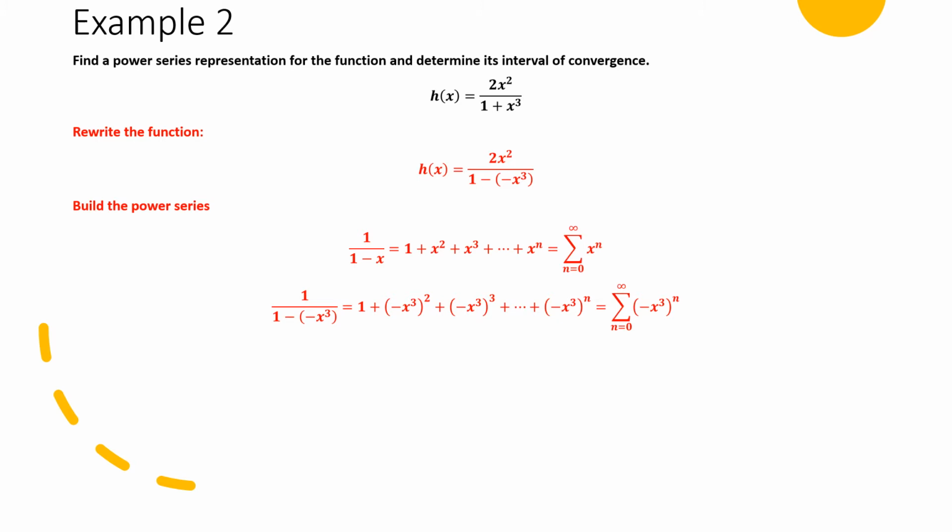And so that gives me the sum from the previous example. This one's a little bit different though because they have the 2x squared on top. So what I need to do now to continue building my series is to multiply it by 2x squared.